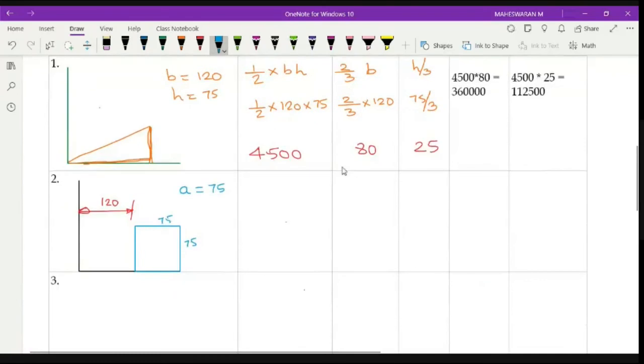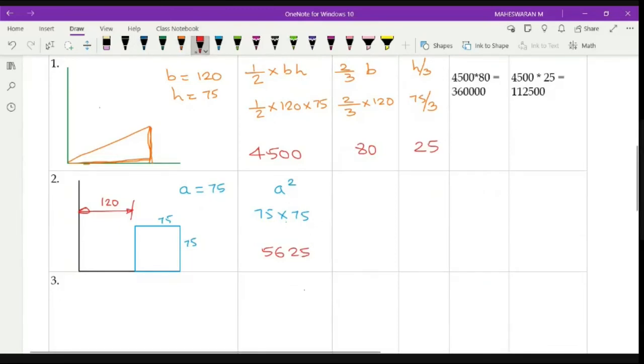Now, the area of the square, which is a square, is 75 into 75. What is the value? 5625. Good, so we got our area.